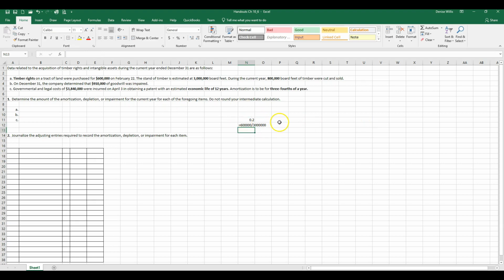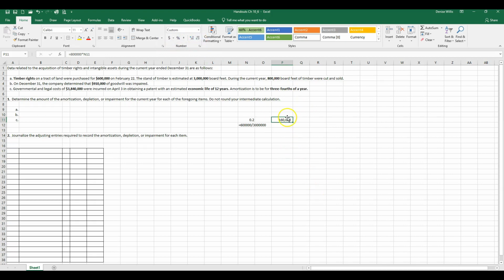Okay, that's how we did that. So now what we need to know is in one particular year, what is the amount that was extracted? So we have this 800,000. Let's go ahead and do the next calculation: 800,000 times this rate right here. We would give this a depletion expense of $160,000.